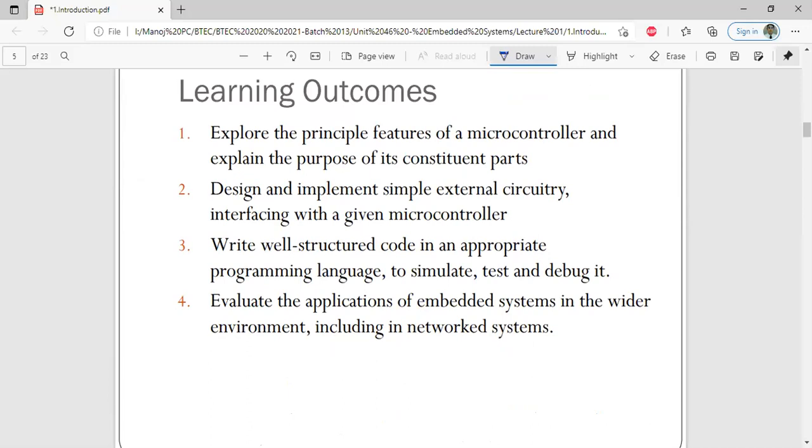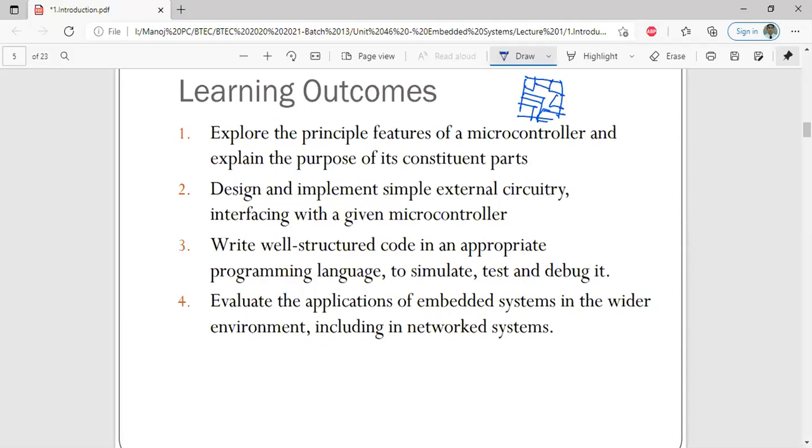By taking the microcontroller, first of all you have to understand what an embedded system is. Then inside the embedded system, as I have told you, there will be a microcontroller, right? And in this microcontroller there will be many parts, so you should be able to explain and understand the purposes and the tasks that each module is designed for.